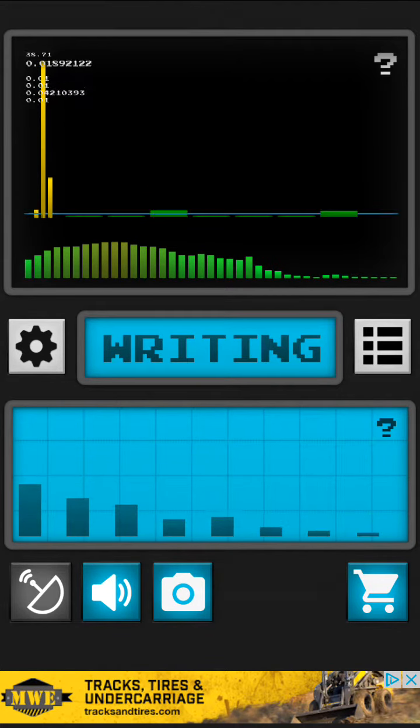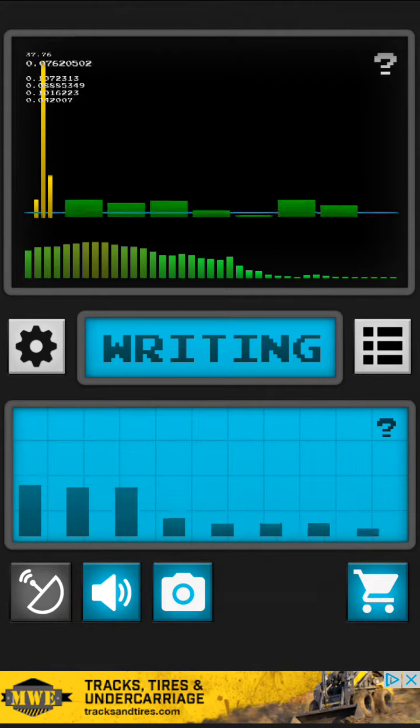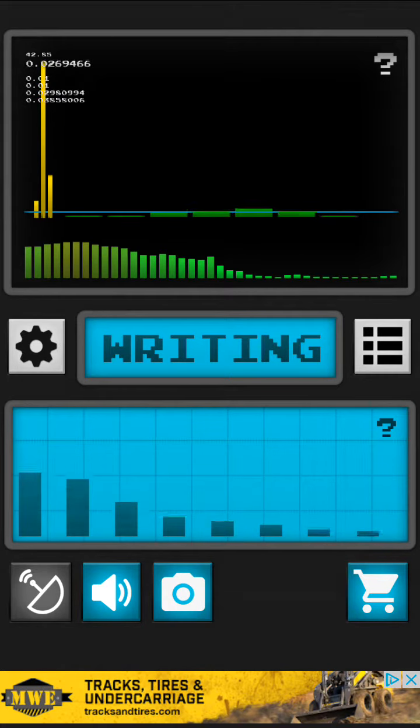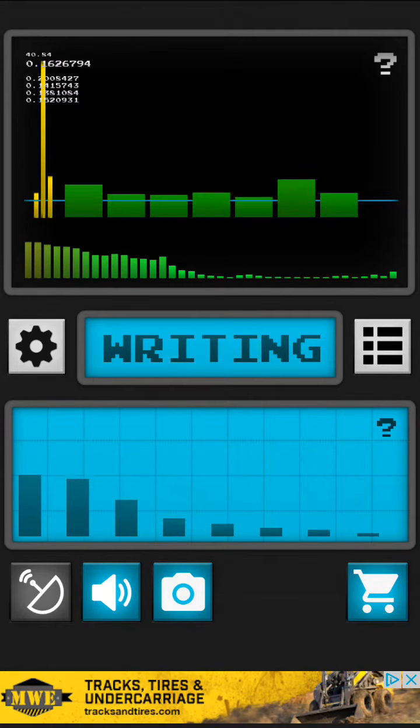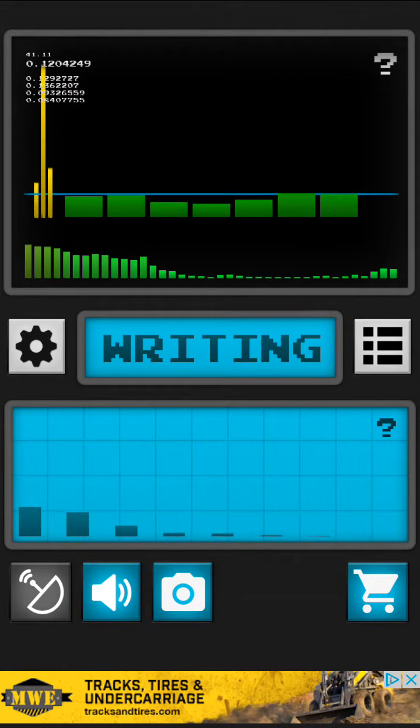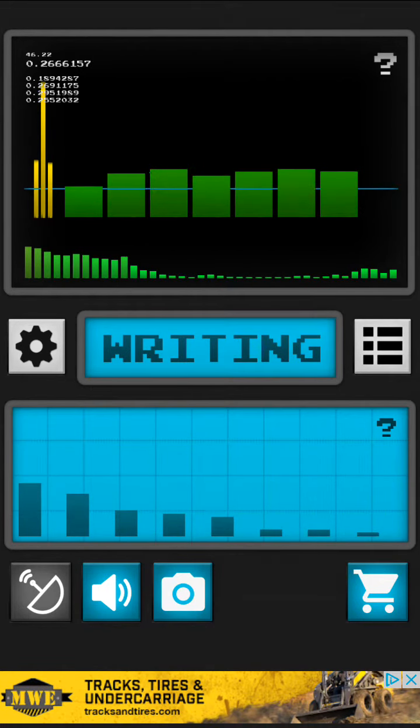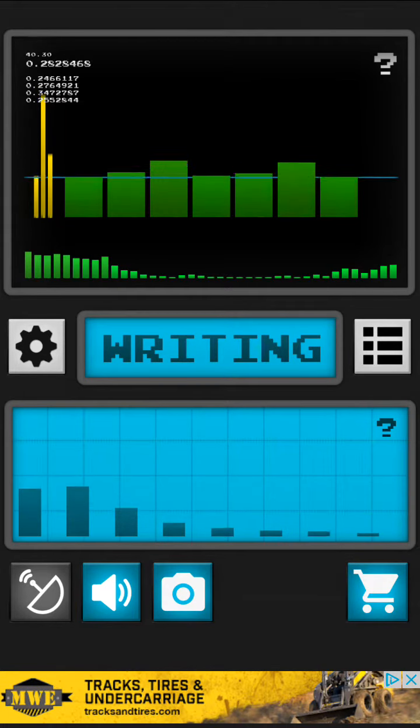Writing. I wonder if they say that because when they're going through this device to pick these words out of the database, if that's what they're referencing when they say the word writing.